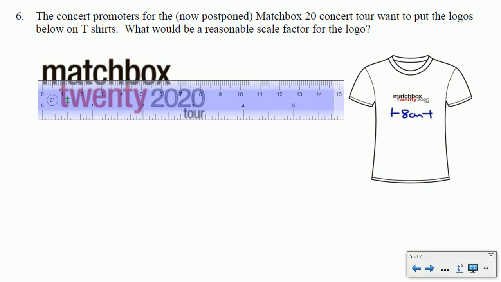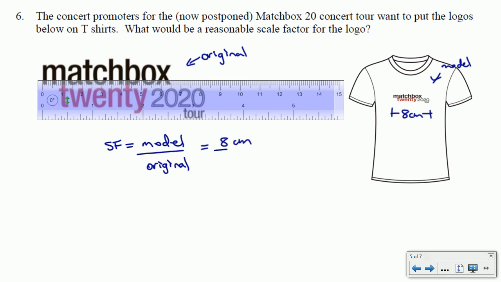As it is on the screen for me, it might be fine to use a scale factor of 1 and have the width of this on the t-shirt be 8.2 centimeters. But if we demanded the width of the logo on the t-shirt to be 8 centimeters wide, we would determine the scale factor by going model divided by original. If we call this the original and the version on the t-shirt the model, then we would go 8 centimeters divided by 8.2 centimeters, and we end up with a scale factor of 0.98.